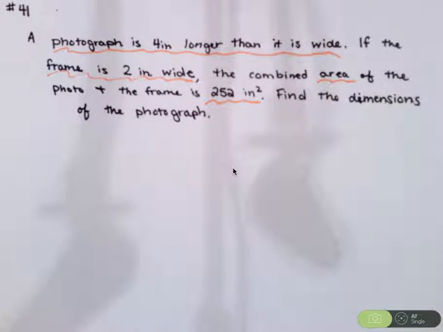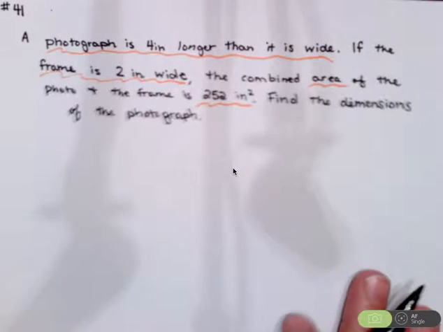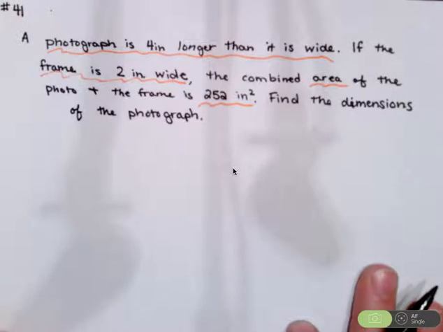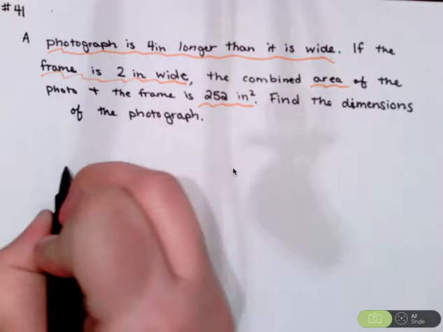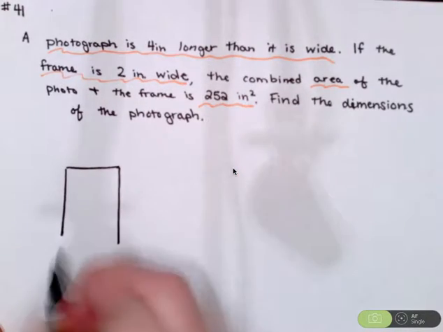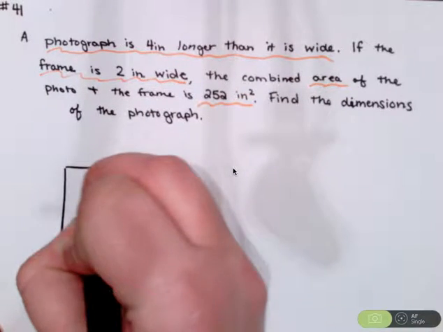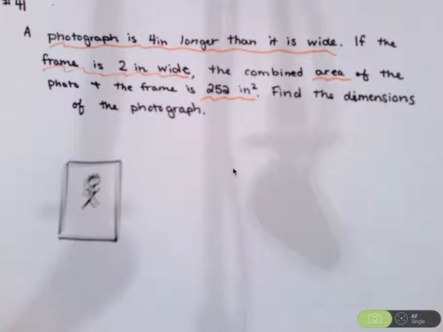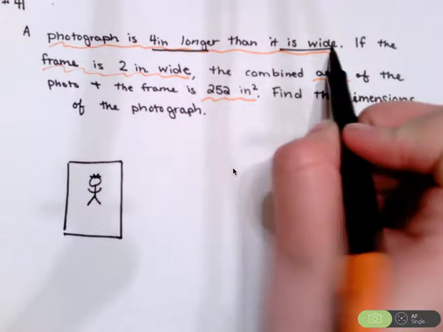Anytime we're doing a word problem, we have to know what is going on. I'm a very visual person. Some people don't need to do this, but I always need to draw a picture. It helps me understand what's going on. So again, we have a photograph, so I'm going to draw a photograph. Bear with me, I'm not the most artistic person. Here's my photograph, little stick do. Okay, we're told the photograph is 4 inches longer than it is wide.